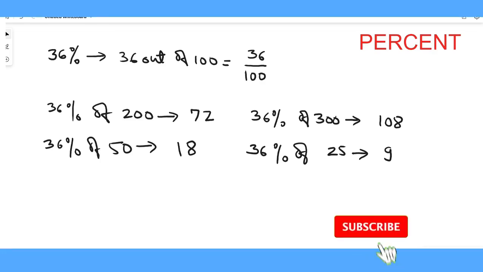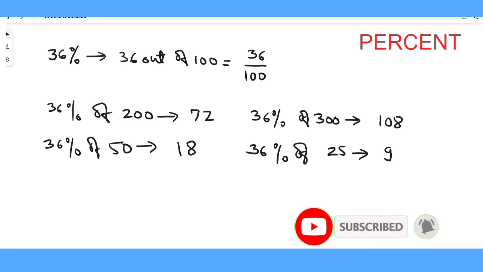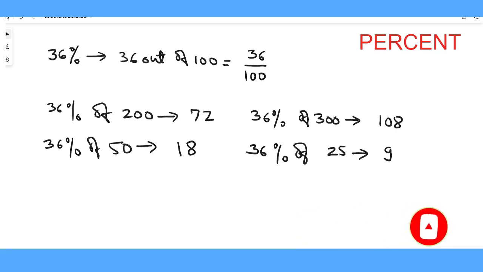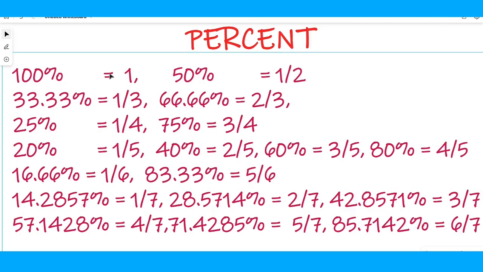We can easily calculate percent by converting percent into fractions. We will see how to convert percent into fraction. Now we observe what the percent value is in terms of fractions. 100% is 1 upon 1 or 1. 50%, which is half of 100, is 1 by 2. 33.33% is 1/3 of 100, so its fractional value is 1 upon 3. And double of 33.33 is 66.66%, which is 2 upon 3, double of 1 upon 3.